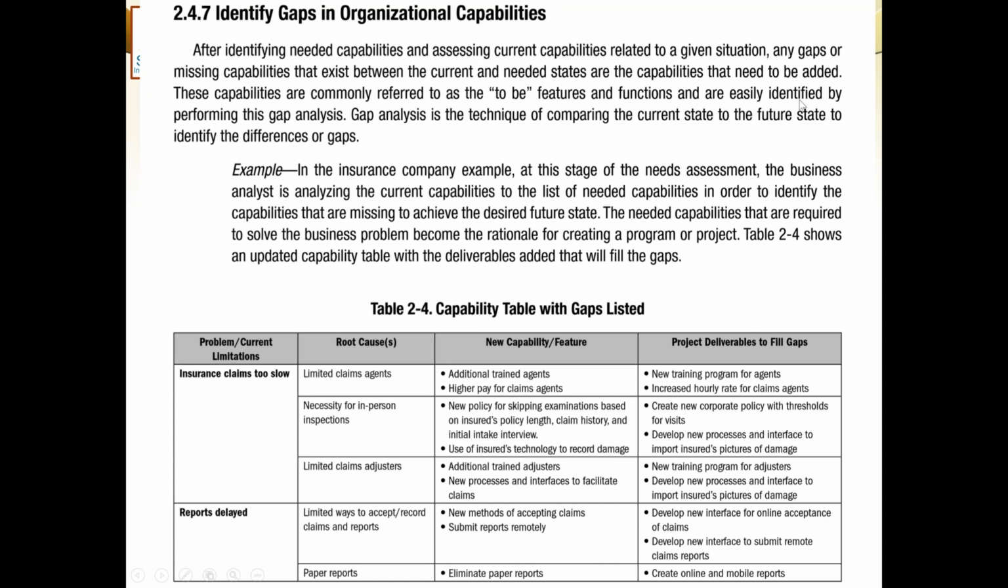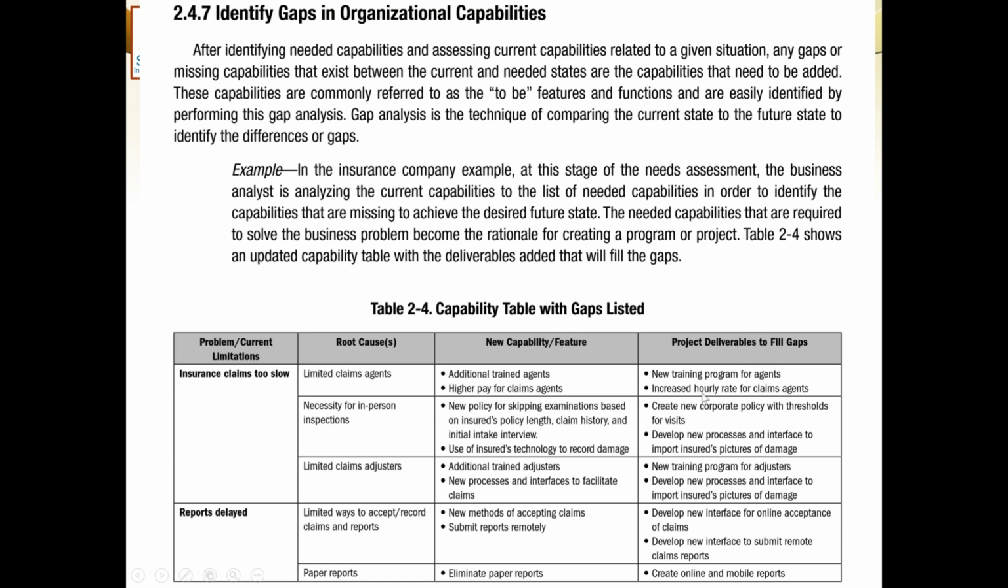So look at the example below. Here we have the same two problems which we have already understood. The root cause is there. We have already seen that. New capabilities are there. Now let us see what project deliverables fill the gaps.